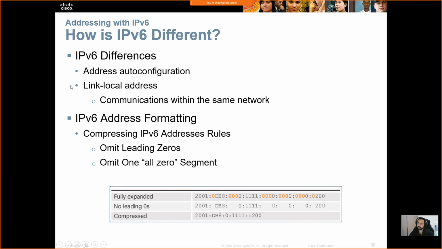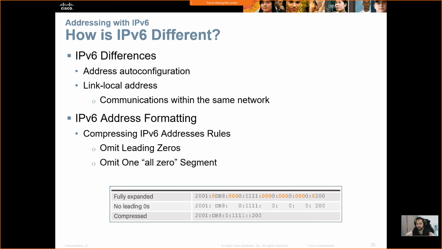Address auto configuration, link local addresses. We're going to discuss and explain each one of these later on. But for now, you just need to know that IPv4 allows us auto configuration on each one of the devices. The IPv6 addresses allow us to configure link local addresses as well to allow communication within the same network. So within a certain LAN, we don't actually need a global IPv6 address. We can use a link local address, and this will allow us to communicate between devices within the same LAN.